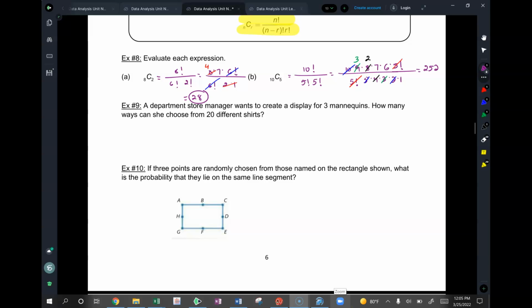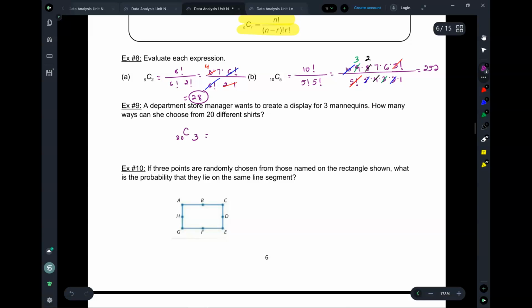Lexi's manager wants to create a display for 3 mannequins. How many ways can she choose from 20 different shirts? So she has to choose 3 shirts to put on mannequins. And again, the order doesn't matter, right? They could have the purple and the blue and whatever. So, 20 C 3, right?